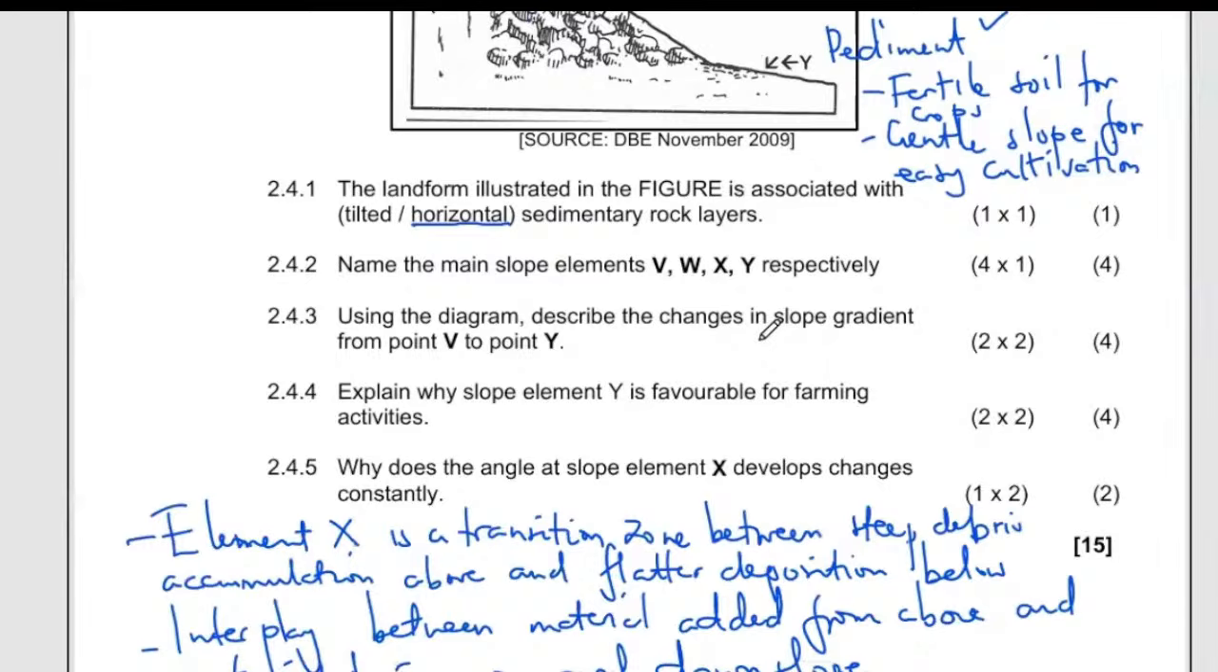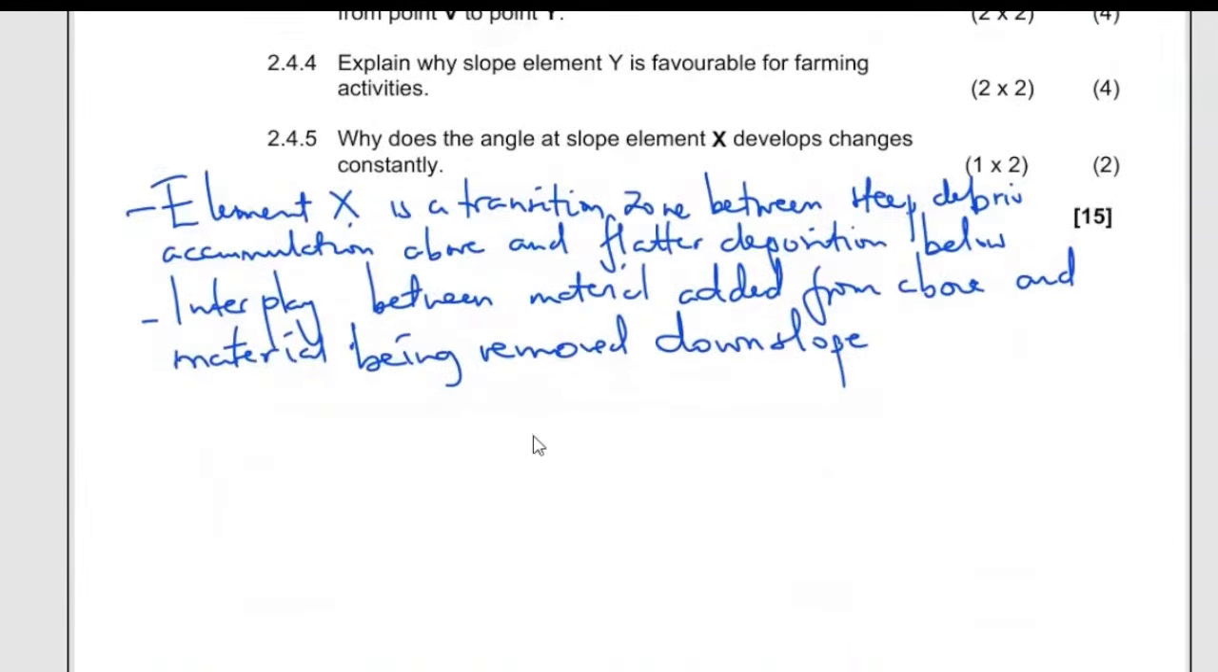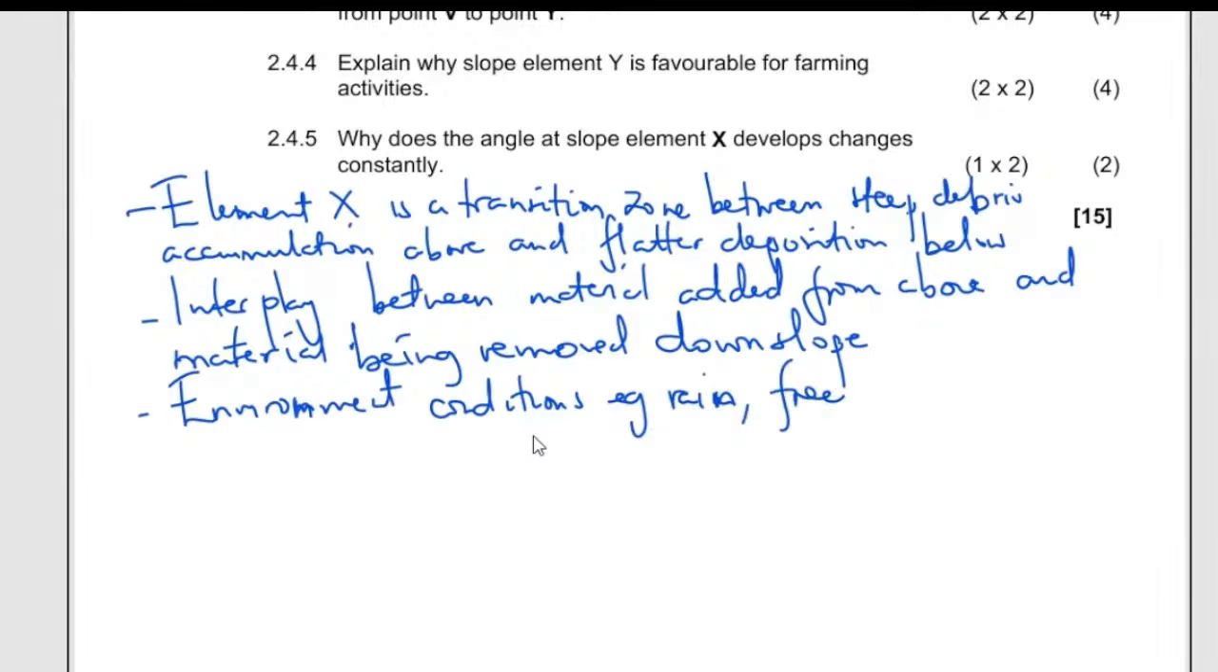And also, we can look at other impacts like environmental conditions, for example, rain, or we can look at freeze-thaw action, or even vegetation. These also allow the slope to change.